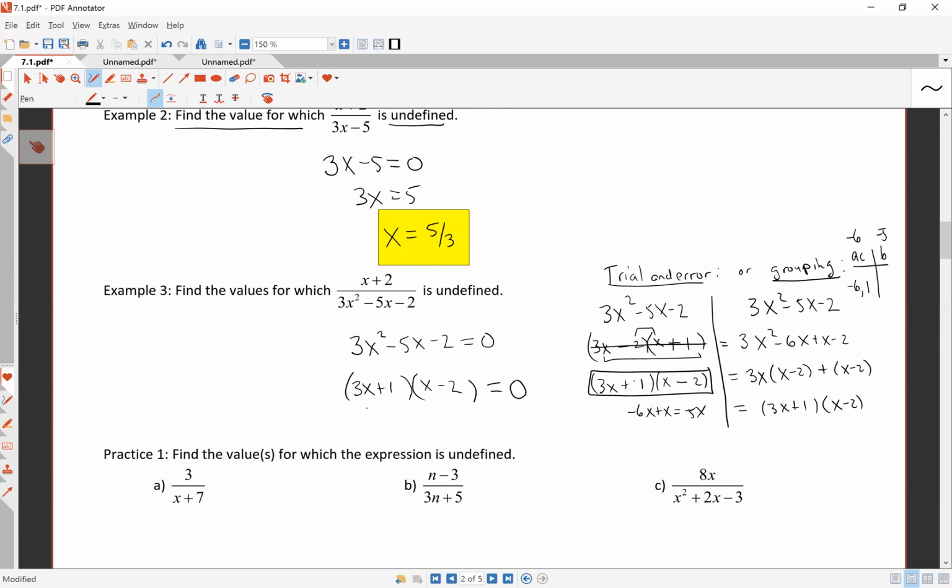Now that we have it factored and equal to 0, we set each factor equal to 0 to figure out what makes this 0. We subtract 1 from both sides and divide by 3. So the first number that makes that expression undefined is -1/3, and the other one is 2. So -1/3 and 2 make our expression undefined.